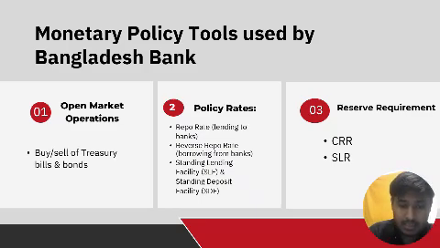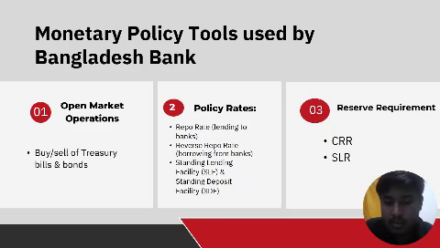Second, we can see some policy rates like repo rates, reverse repo rates, the standing lending facility SLF, and the standing deposit facility SDF. And the third one is reserve requirements like CRR and SLR. CRR is the cash reserve requirement.